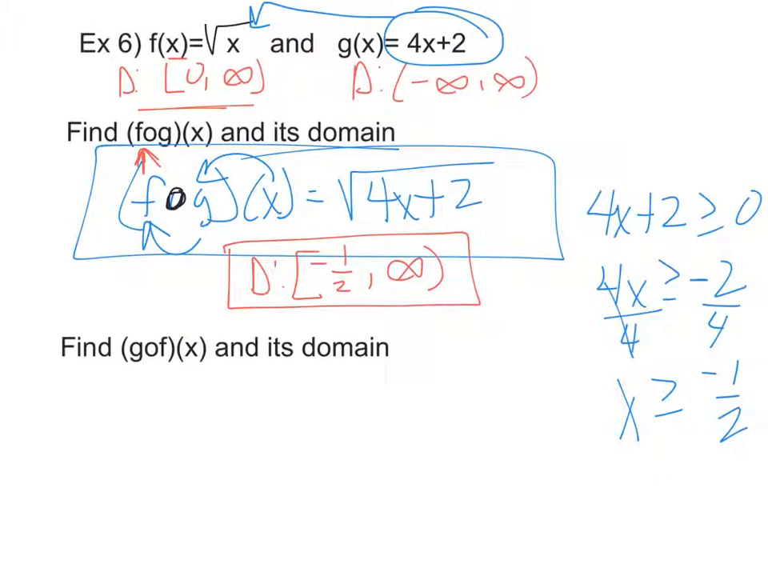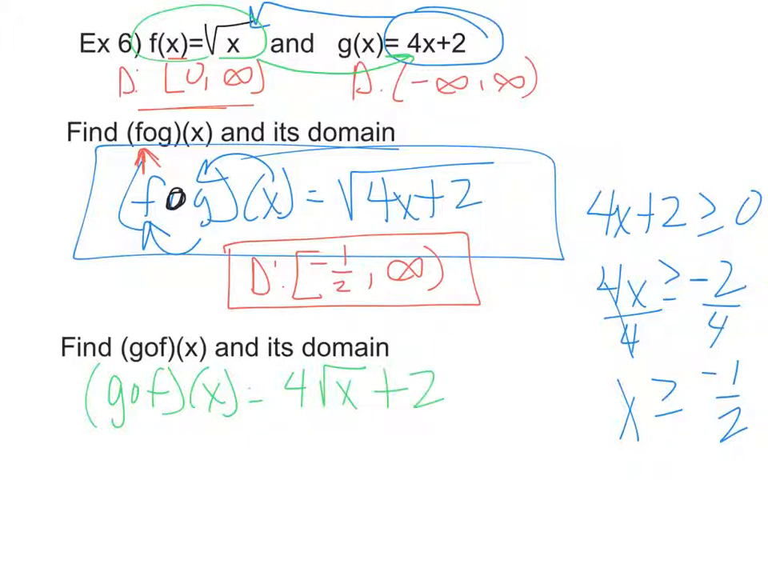Now let's check this one out. Since we found f of g of x in its domain, now let's find g of f of x and its domain. So this means I'm going to go the opposite direction. So I'm going to take my f of x function and plug it into my g of x function. So then g of f of x is going to equal 4 times the square root of x plus 2 because I've plugged my f of x function into the composition.